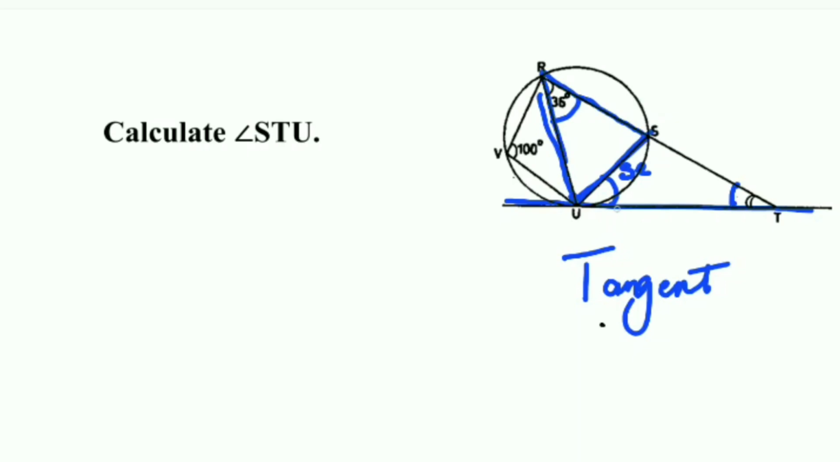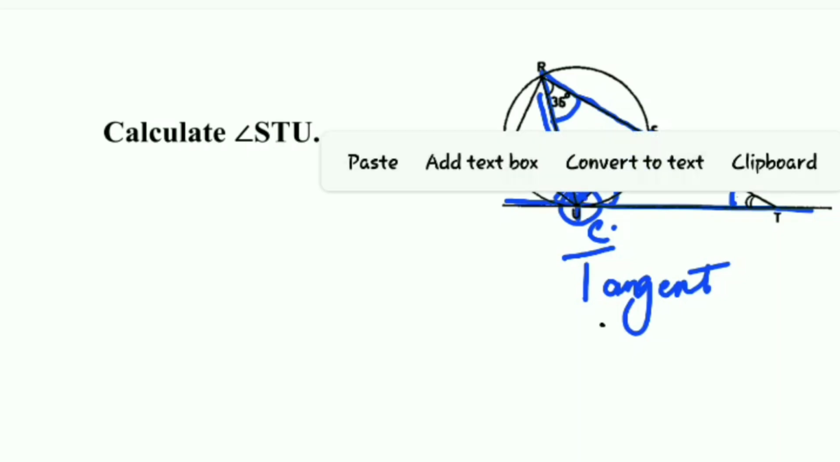Essentially, the basis of this angle is you must have a tangent, and a chord starting from the point of contact with this tangent. You can see that this is the point of contact of the tangent. Chord US is also starting from point U.